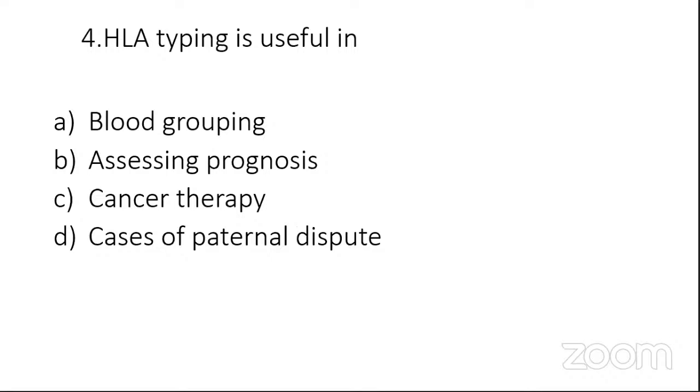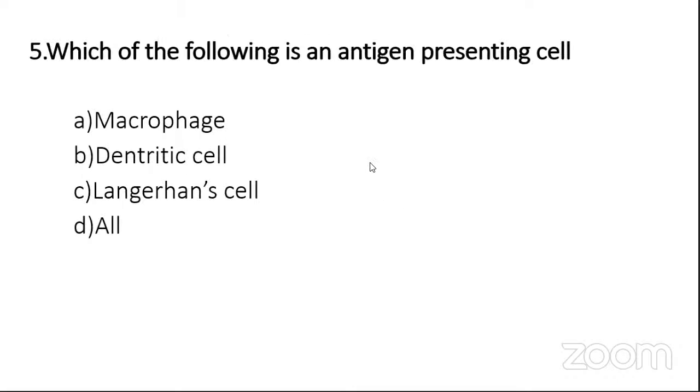HLA typing is useful in this. You should answer. This you can't answer. Blood grouping, prognosis, cancer therapy, cases of paternal dispute. Which one? Cases of paternal dispute. Which of the following is an antigen presenting cell? Macrophages, dendritic cells, Langerhans cells, all.